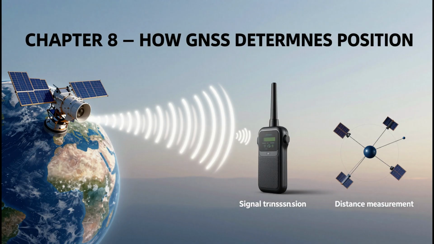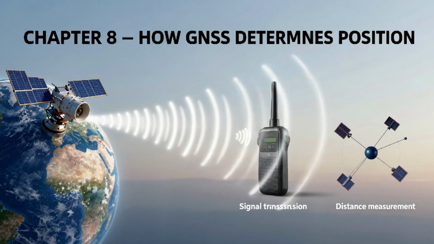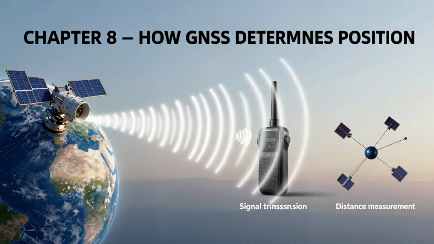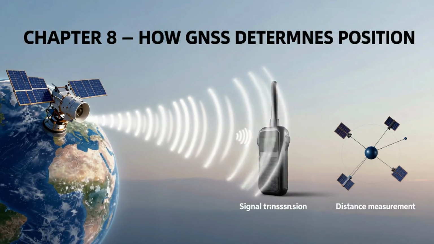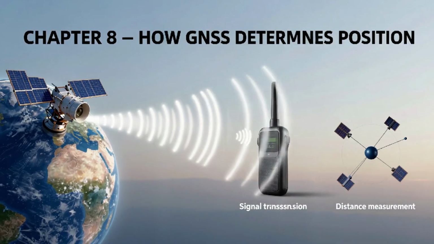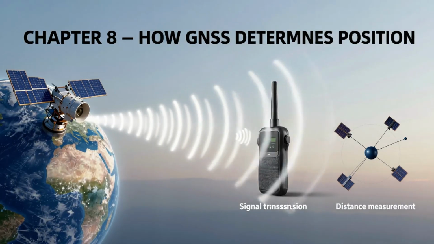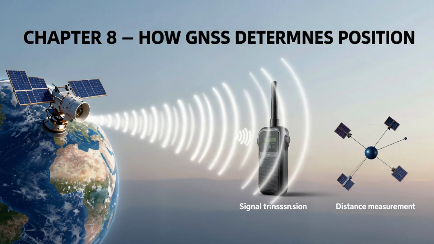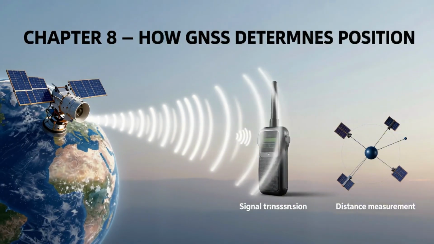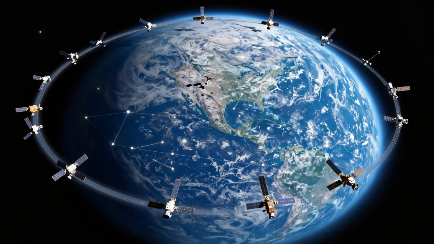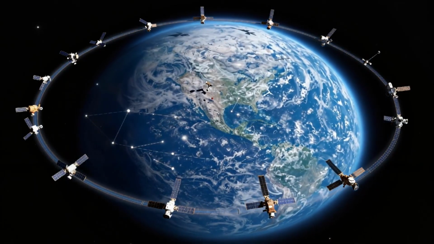Chapter 8. How GNSS determines position. One of the most fascinating aspects of GNSS is how it calculates position. The process begins when satellites transmit signals. Each signal contains the exact time at which it was transmitted. The receiver compares this transmission time with the time of reception. Because radio signals travel at the speed of light, the travel time allows the receiver to estimate the distance to each satellite.